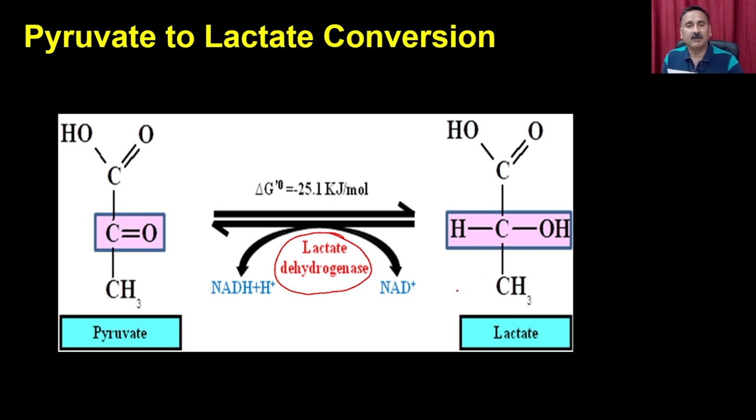And this is a survival pathway, because you cannot have a continuous supply of NAD plus if there is no availability of oxygen; there will be a shortage of NAD plus. So this is a kind of rescue mechanism through which the NAD plus is going to be generated, and that is going to be available for catalyzing the different types of reactions.